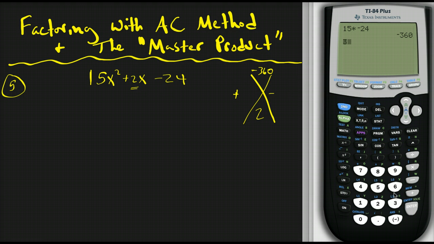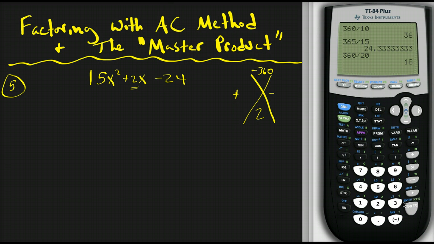So 360, well, I know it's divisible by 10, right? But if I divide it by 10, I'm going to get 36 and 10. Those are way too far apart. So it's going to have to be divisible by something bigger. So I'm going to try 15. 360 divided by 15, okay, that doesn't go evenly. 360 divided by 20. Let's just keep playing around with some things.